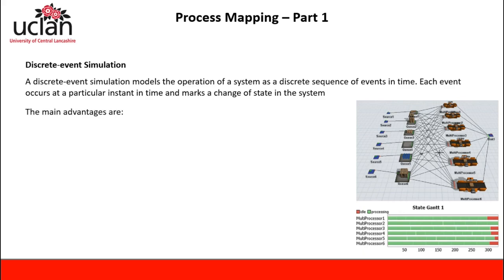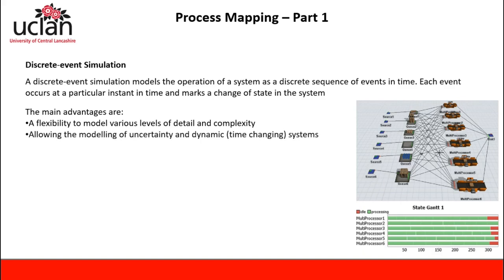There are many advantages to using simulation. One of them is the flexibility to model various levels of detail and complexity. So whether you're modeling your entire factory or just a specific process within that factory, it's up to you. It allows you to model the uncertainty of dynamic and time-changing systems. So every process doesn't always take the exact same amount of time to complete. Usually it does if it's a machine with a set cycle time, but you may also have manual processes which vary in time depending on which operator is completing the task.